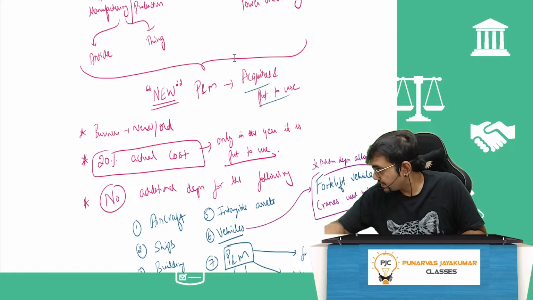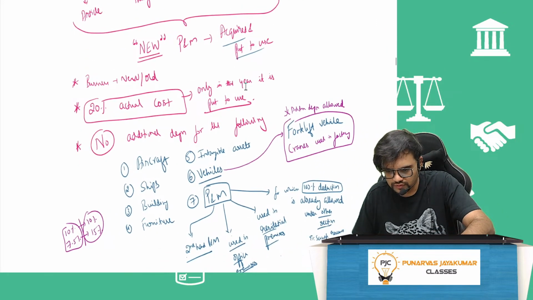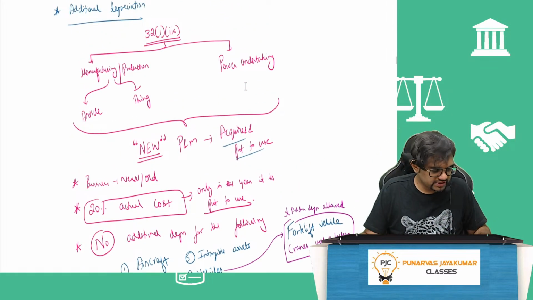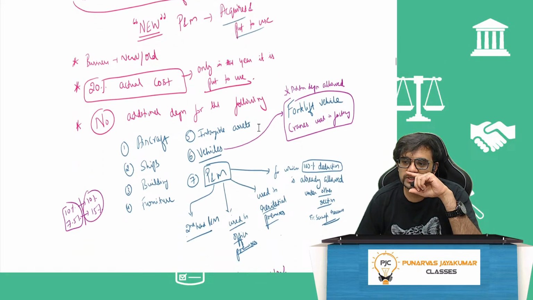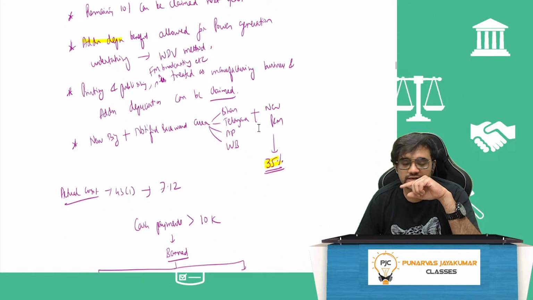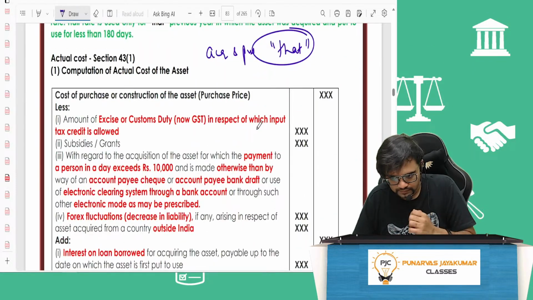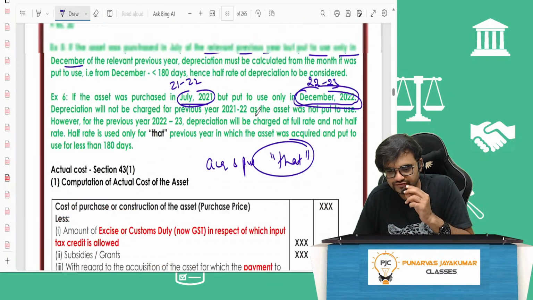Okay, buddies, let's begin. So we were discussing depreciation, additional depreciation, all that was done. Now let us go into another area, and this area is actual cost, Section 43(1). So what is the definition of actual cost?